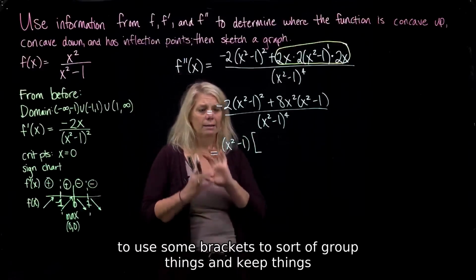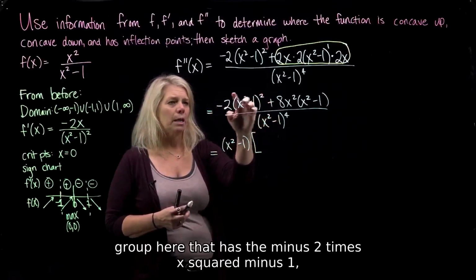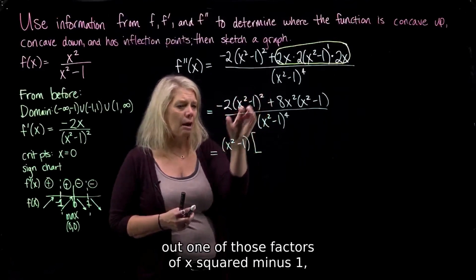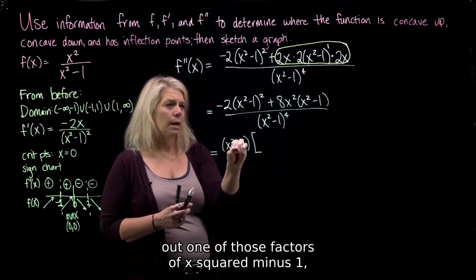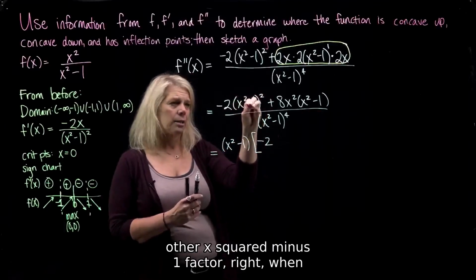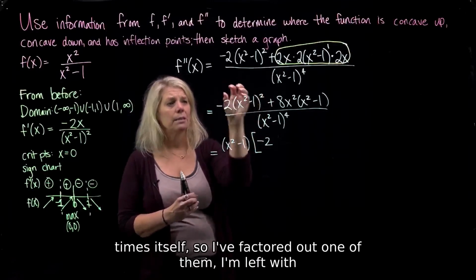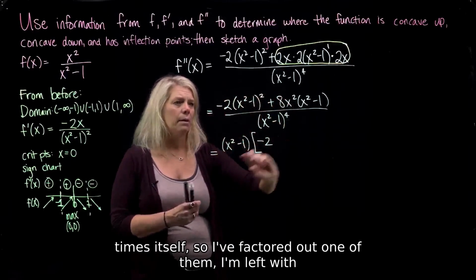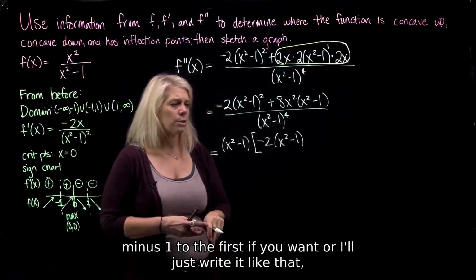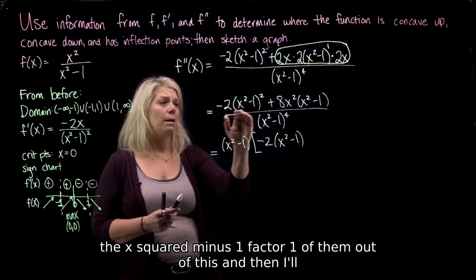So I'm going to use some brackets to sort of group things and keep things separate. So out of this entire first group here that has the minus 2 times x squared minus 1, the quantity squared, I'm factoring out one of those factors of x squared minus 1. So I'll be left with the minus 2 and the other x squared minus 1 factor, right? When I have this factor squared, it means that thing times itself. So I've factored out one of them. I'm left with the other one, x squared minus 1 to the 1st if you want, or I'll just write it like that. Okay, so that was taking the x squared minus 1 factor, one of them, out of this.